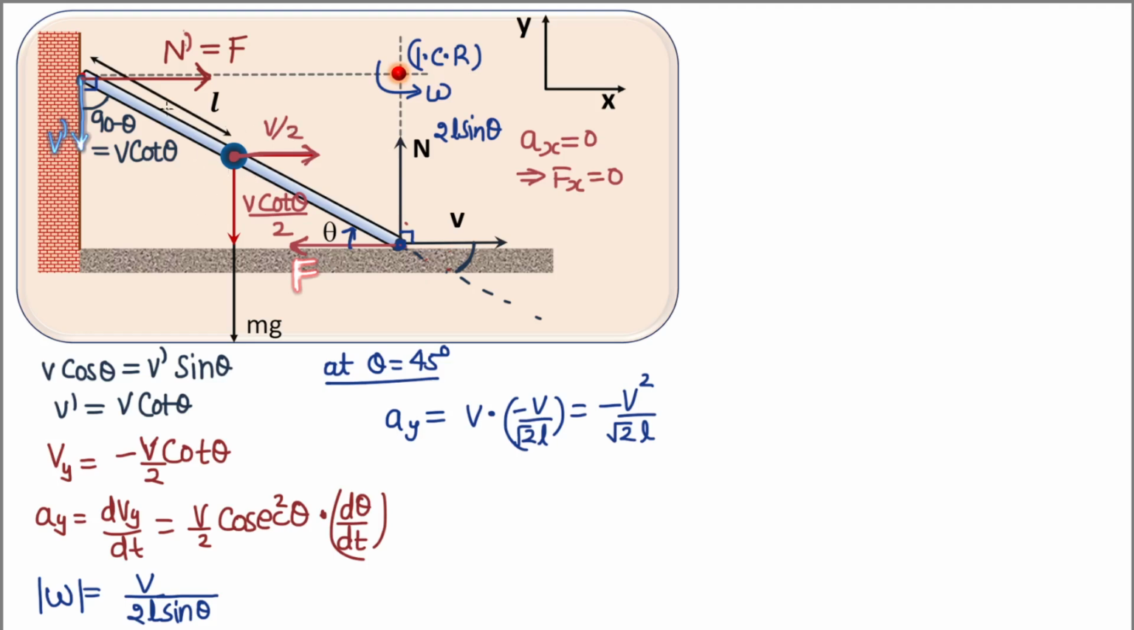Along the downward direction on this whole system, there are only two forces acting. One is mg, acting downwards, minus this normal reaction which is acting upwards, should be equal to mass times acceleration. Mass times acceleration along the minus y direction, which is v square by root 2L, right? So this is my first equation.